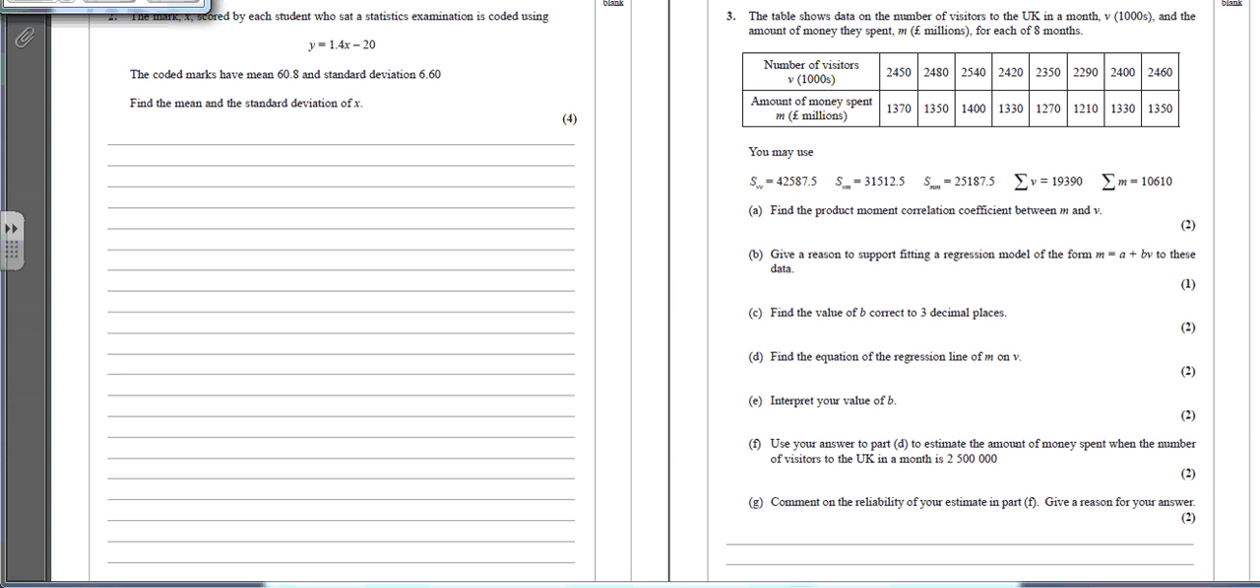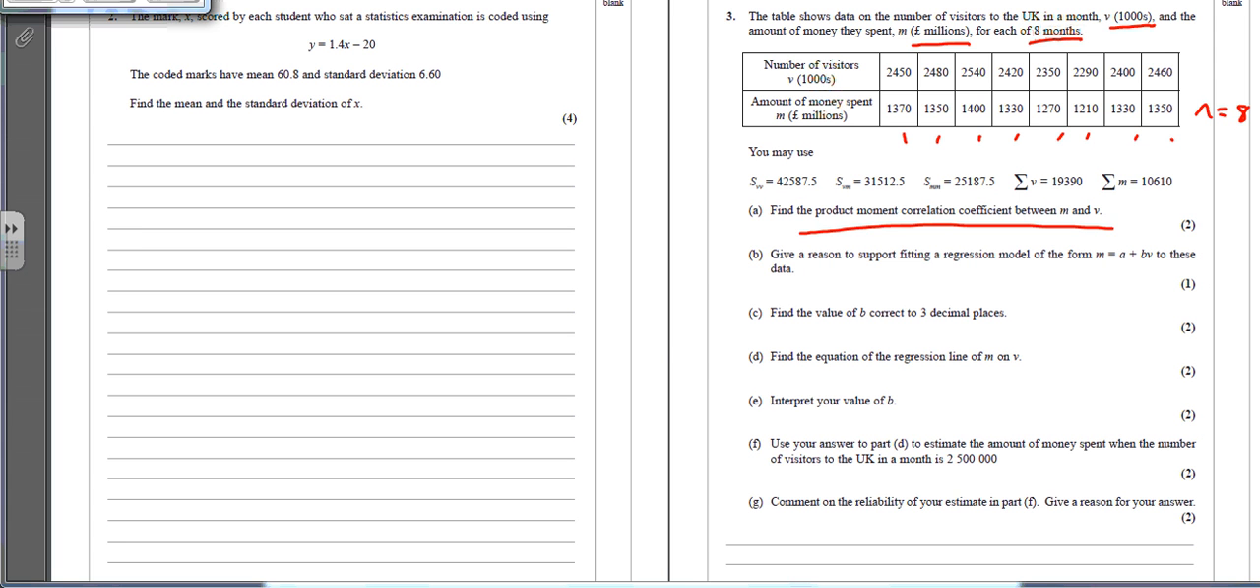As long as you've gone through the first 2 questions of this video, this one should start to make sense now. So here, the table shows data on the number of visitors to the UK each month in thousands. You've got to be careful with this. Visitors in thousands and the amount of money spent in millions for each of the 8 months. So 8 months, you've got 1, 2, 3, 4, 5, 6, 7, 8 months. So therefore, n is going to equal 8.